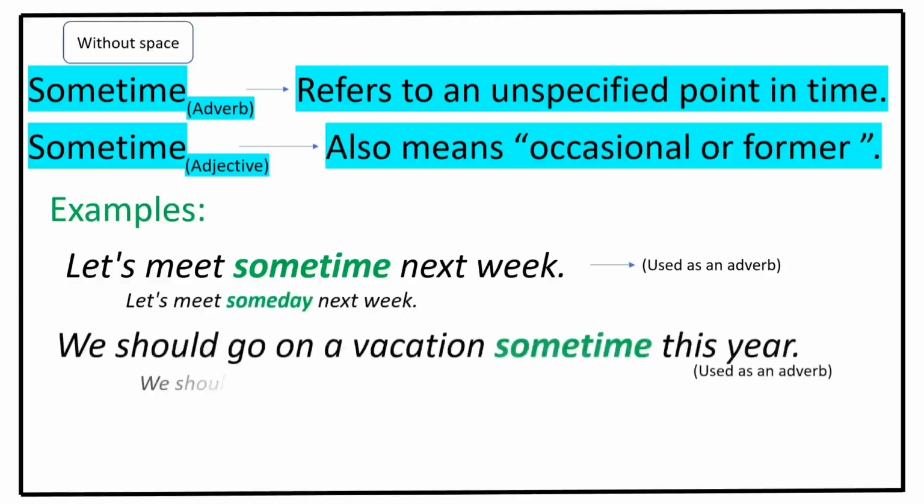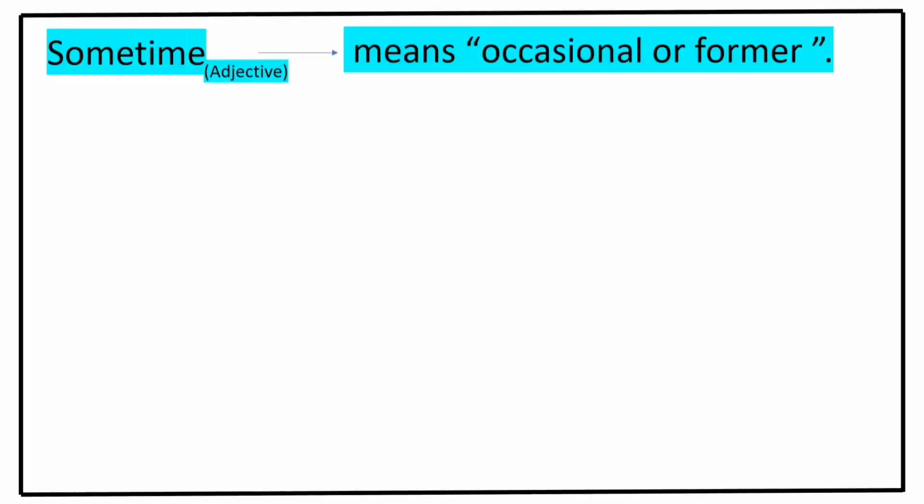We should go on a vacation sometime this year. Here, "sometime" conveys the idea of planning a vacation at an undetermined point during the year. The focus is on the general time frame rather than a specific date. Well, let's now talk about the other way to use "sometime."